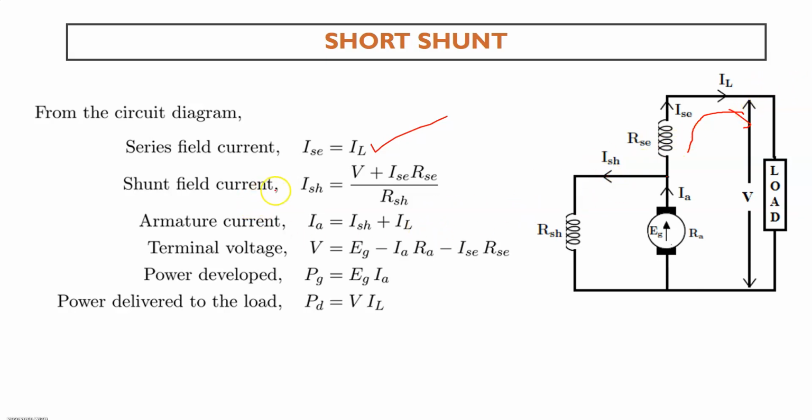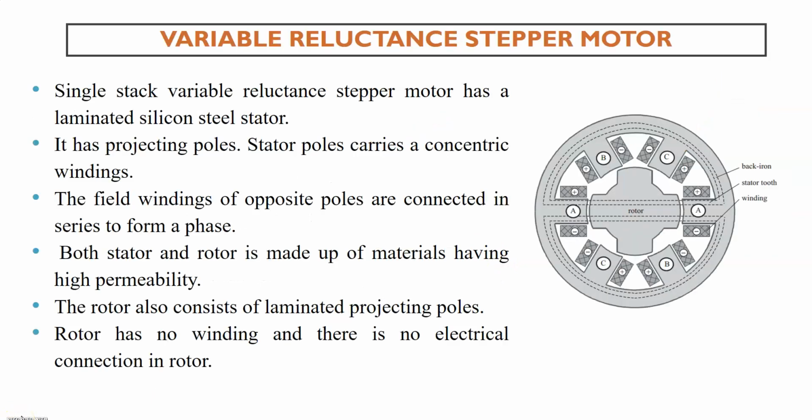And remember, for the shunt field current, Ish is equal to V plus Isc Rsc, because in this case the shunt winding is not connected in parallel with the load alone, but in parallel with both the load and the series field winding. So the equation becomes Ish equal to V plus Isc Rsc by Rsh. The armature current, as already told, Ia is equal to Ish plus Isc. Then the terminal voltage V is equal to Eg minus Ia Ra, and then we have to consider the series field winding as well, minus Isc Rsc. So V equals Eg minus Ia Ra minus Isc Rsc is the equation.